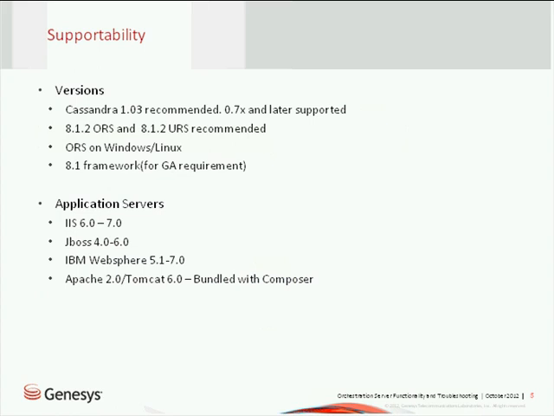So supportability. Some of the questions that pop up around versions. Right now, Cassandra 1.03. Recommended version, 0.7.x and later are going to be supported. 8.1.2 ORS and 8.1.2 ORS are going to be the recommended versions. ORS is currently available on Windows and Linux, and 8.1 framework is a requirement, and that's for the GA side of it. Supported app servers are going to be IIS, JBoss, IBM WebSphere, and Apache. And Tomcat 6.0 comes bundled with Composer, and that's going to be what we use to go through the samples today.